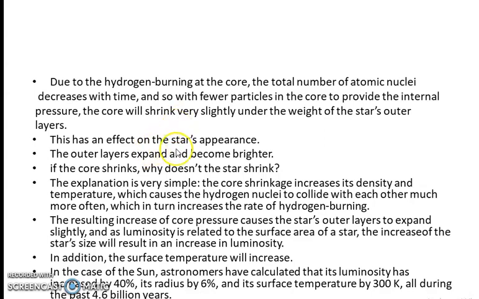So this has an effect on the star's appearance because the outer layers expand and become brighter. As the core shrinks, the star as a whole shrinks, while the outer layers expand. The reason is that the core shrinkage increases its density and temperature. So whenever the core shrinks, the density and the temperature of the core increase, which causes the hydrogen nuclei to collide with each other much more often, which in turn increases the rate of hydrogen burning.